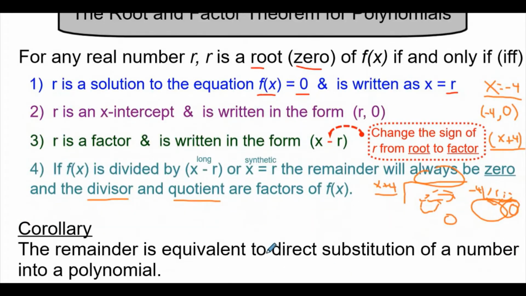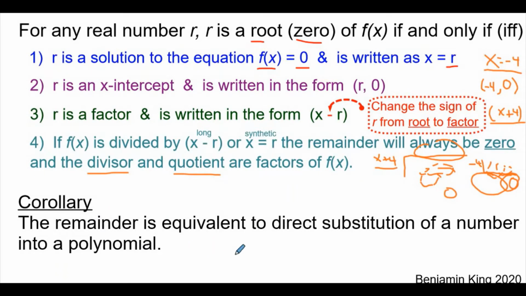A corollary to that is the remainder is always equivalent to direct substitution. So if this is true, then if I put in r, I would get 0. But it's also true if it doesn't come out to 0. Let's say somebody asked you to find f of 3. You put a 3 here and did synthetic division, and whatever this number is, that's what f of 3 is. If you get 11, then f of 3 is actually equal to 11.